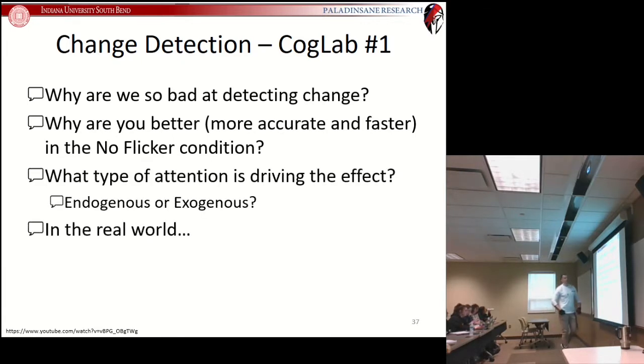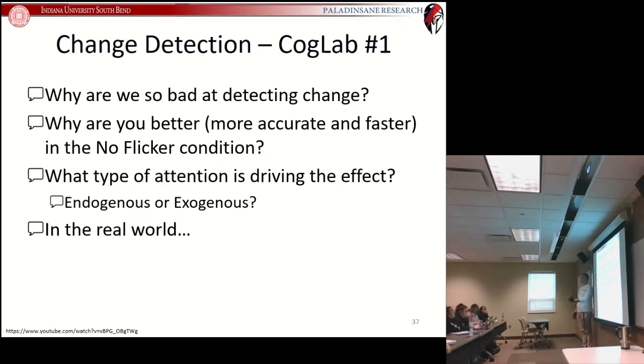All right, so what type of attention is driving this effect? Is the ability to recognize motion? We'll start off with the no flicker condition. Is the ability to recognize change in that condition, the one that we're really fast at, would you say that's endogenous attention control, coming from within, or is that exogenous control, coming from without? Exogenous. So in the no flicker condition, it's exogenous control.